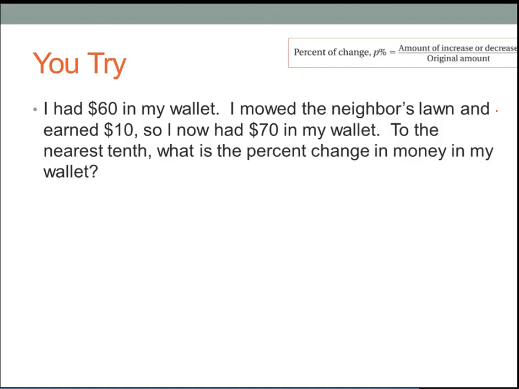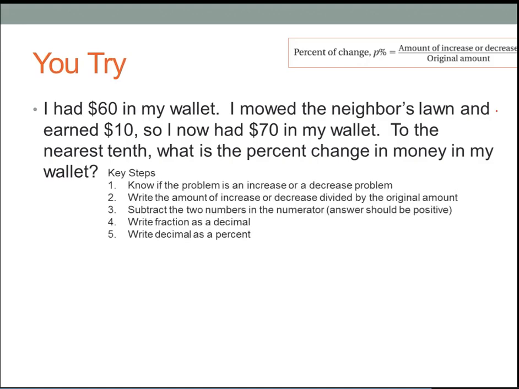So I had $60 in my wallet. I mowed the neighbor's lawn and earned $10, so now I had $70. To the nearest tenth, what's the percent change in money in my wallet? So here are the key steps we went over. Why don't you pause here and try this out.